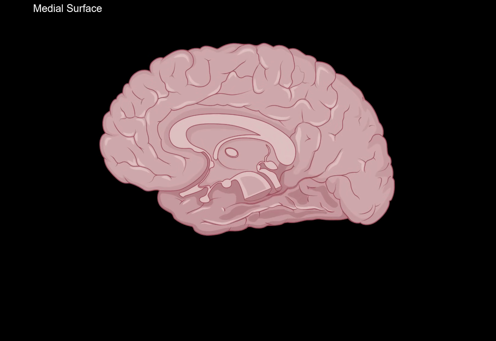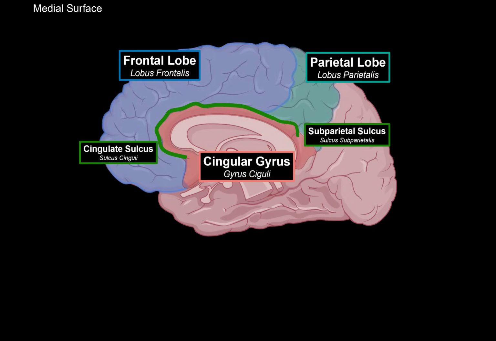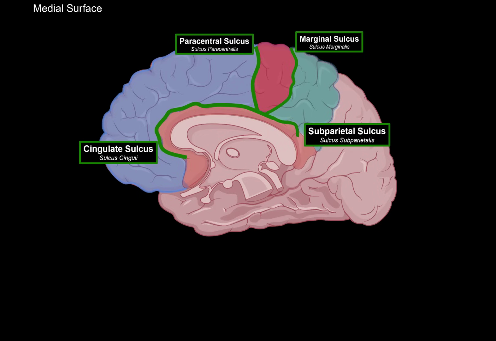So let's remove the brainstem so that we can see as much of the cortex as possible. First off, we have a deep fissure here we call the cingulate sulcus. This sulcus continues backwards and eventually becomes the subparietal sulcus. What the sulcus does is separate the frontal lobe and the parietal lobe from the cingulate gyrus. The cingulate gyrus is a part of the limbic system, which is a system responsible for processing emotions and behavior regulation. Then we have the paracentral sulcus and the marginal sulcus, and in between them, there's an area we call the paracentral gyrus, which is a part of the precentral and the postcentral gyrus.